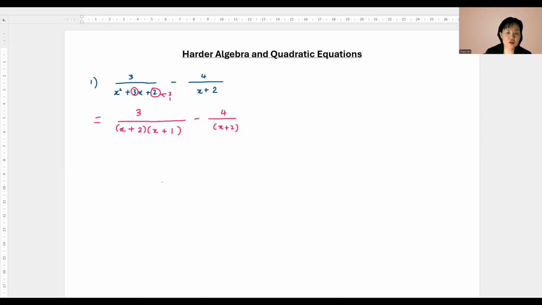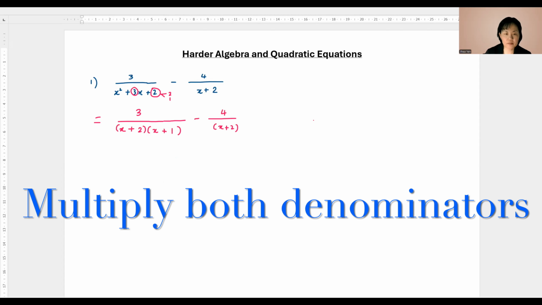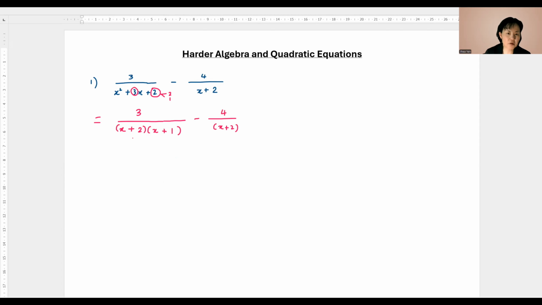Now, I've got two different denominators here, so I need to make a common denominator. How do I do it? We can't just times both of them, but if you look, the first one we've got x plus 2 and then x plus 1, and the second denominator we have x plus 2 only. So I'm going to make my common denominator x plus 2 and x plus 1.